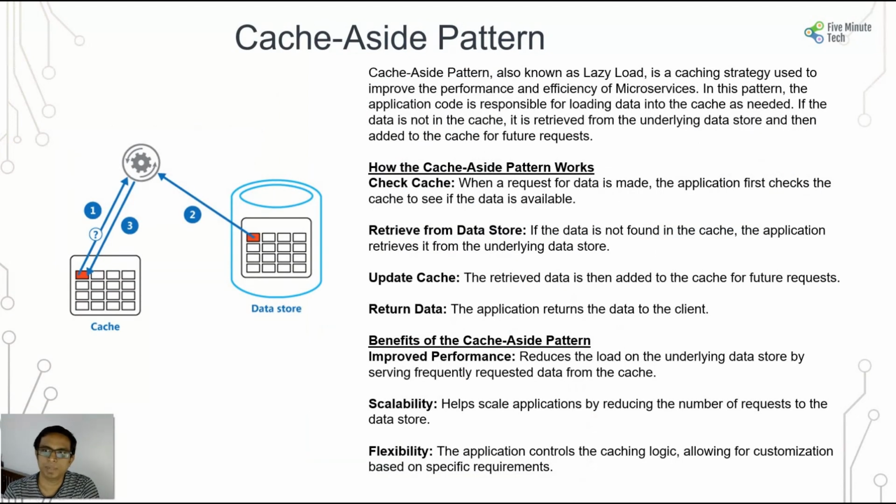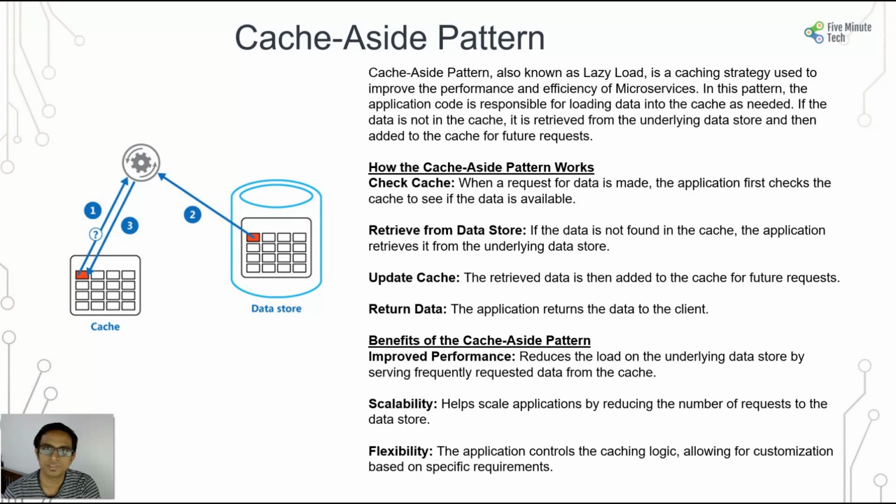Now, the cache aside pattern, also known as lazy loading, is a caching technique used to improve the performance and efficiency of your microservice. In this pattern, the application code is responsible for loading data into the cache as needed. If the data is not in the cache, or is not the latest, it is retrieved from the underlying data source and then added to the cache for future requests. The pattern works by checking the cache, retrieving from the data source if needed, updating the cache, and returning the data.